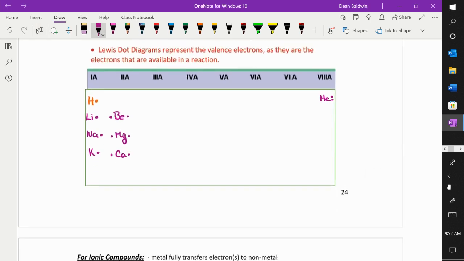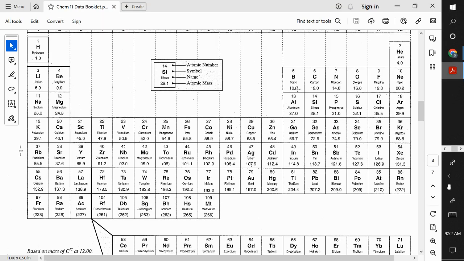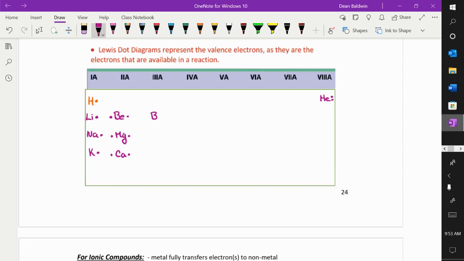And then it's boron. So now we're here. We're not going to do the d block. We're only going to do s and p, to keep this straightforward. So boron is going to have how many valence electrons? Beryllium had 2. How many does boron have? 3, and then 4, and then 5, 6, 7, 8. So they just increase by 1 going across. So boron has 3.